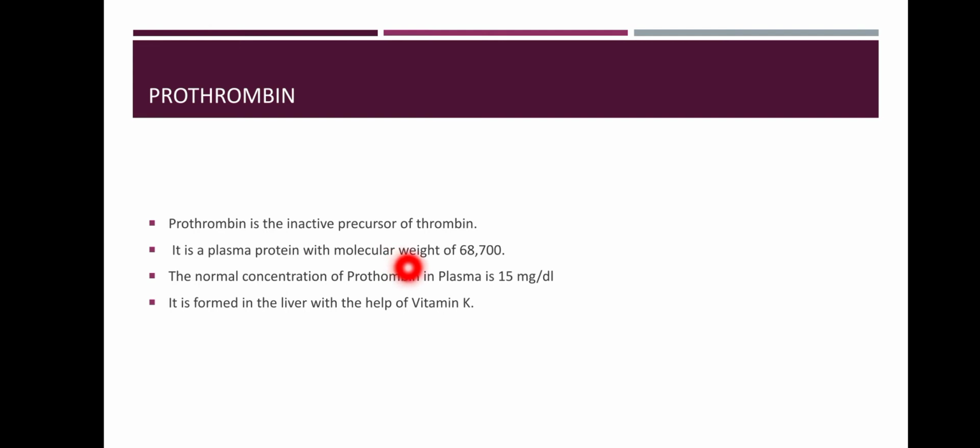The normal concentration of prothrombin in plasma is 15 mg per dl. It is formed in the liver with the help of vitamin K. So only with the help of vitamin K is prothrombin formed in the liver.